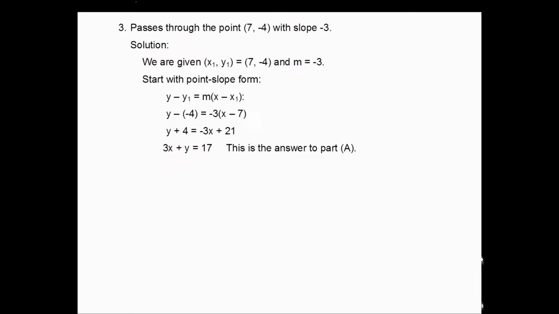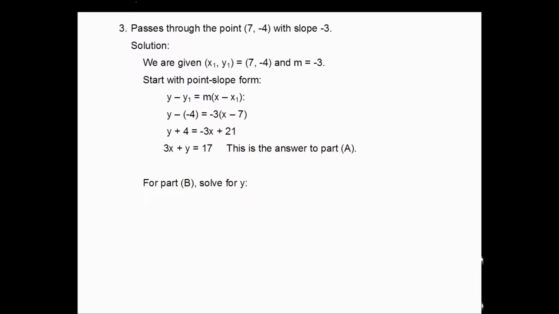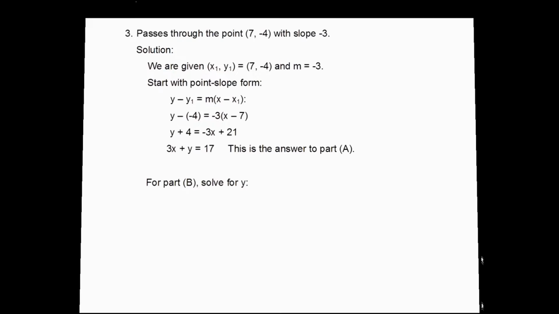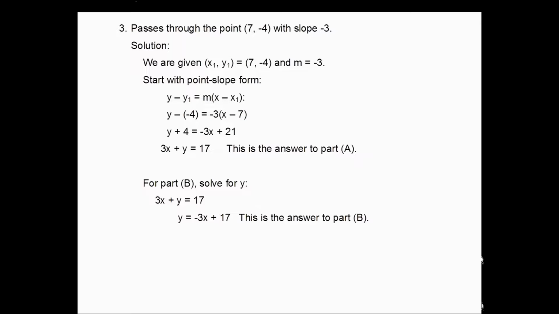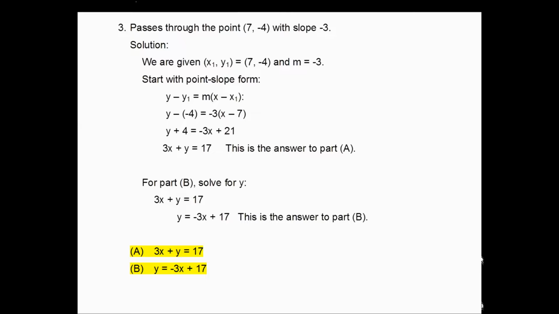If I were going to do part B, I'll just pick up where I left off, and notice I'm going to move the 3x back. So for part B, solve for y. Picking it up with 3x plus y equals 17, just subtract the 3x. And remember, it goes before the 17. It's mx plus b, not b plus mx. So y is equal to negative 3x plus 17. There's part B. Again, let's put them back together. So part A, 3x plus y equals 17. Part B, y equals negative 3x plus 17.